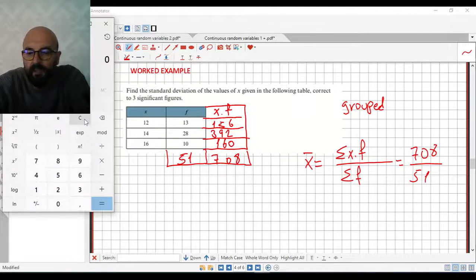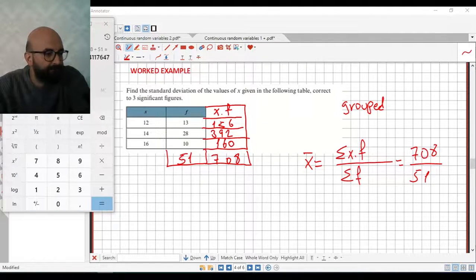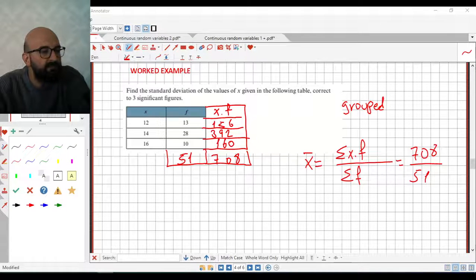Now I want to calculate this using my calculator. 780 over 51 becomes 15.29, approximately. But in this question we should not use the approximate result. We should use the exact number.